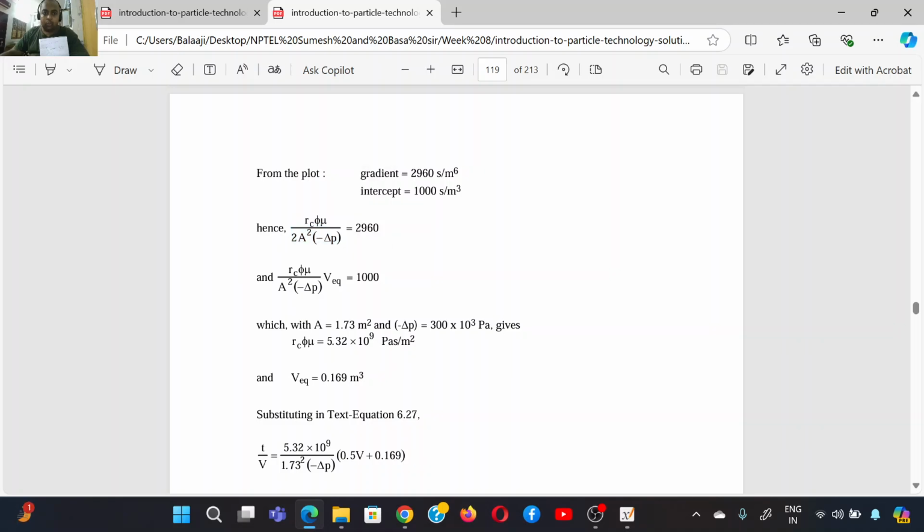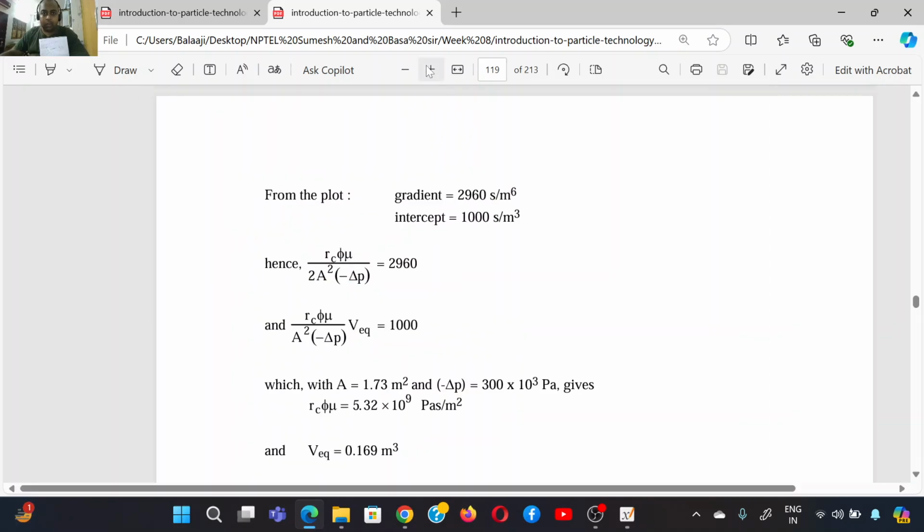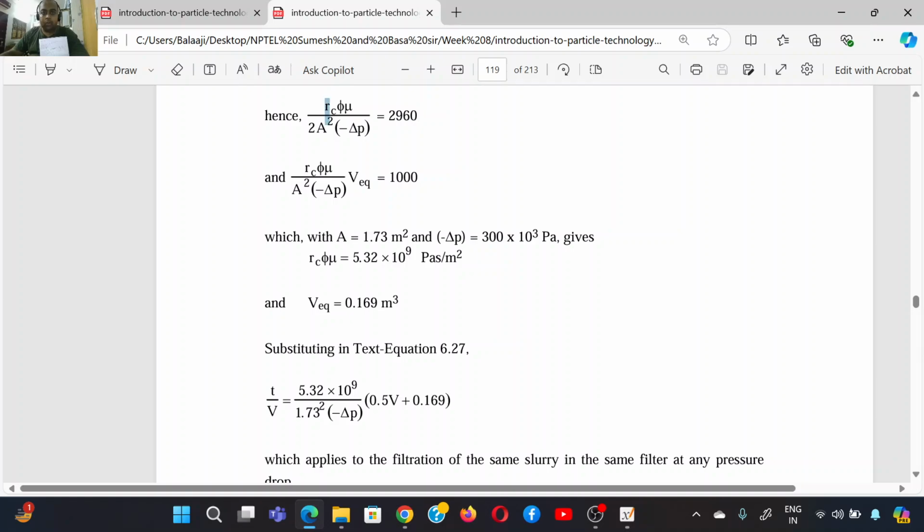So from here, in the first question, you can find RC5 mu, right? Because A you know, delta P you know. So A square also you know, 2A square delta P you know. You take it to the right hand side, you will get RC5 mu. Then whatever RC5 mu you get, you put it over here.